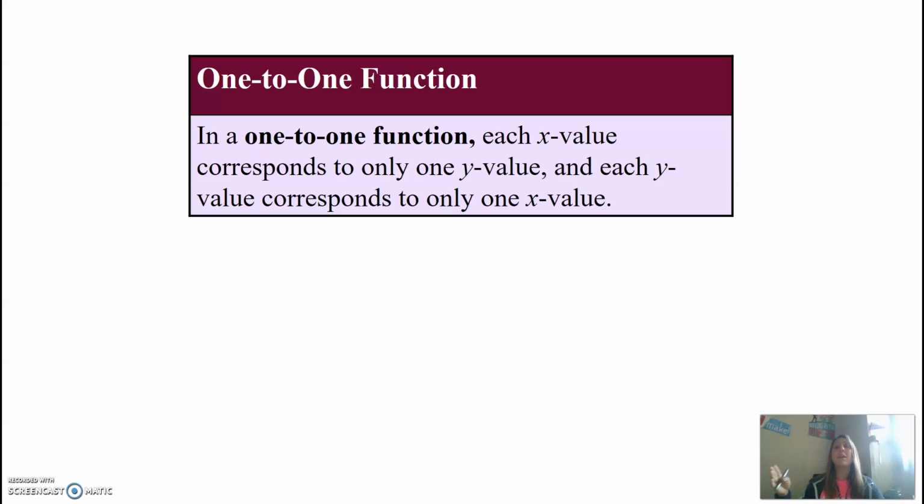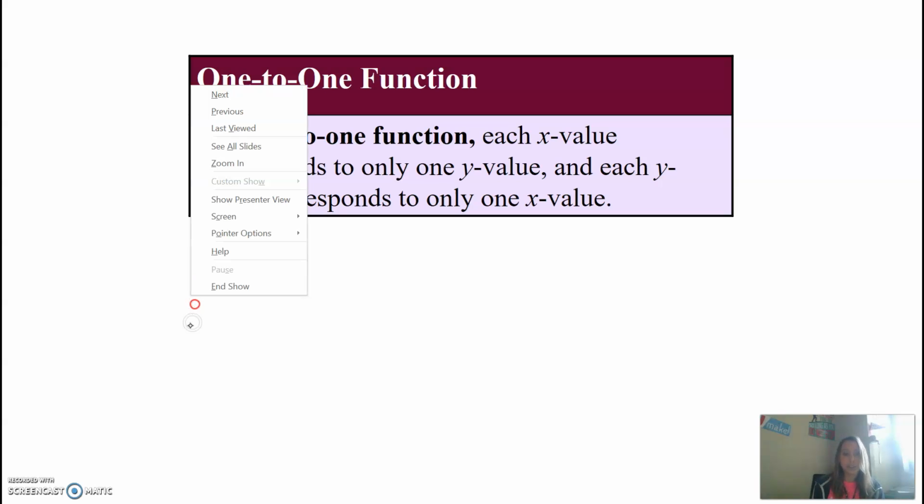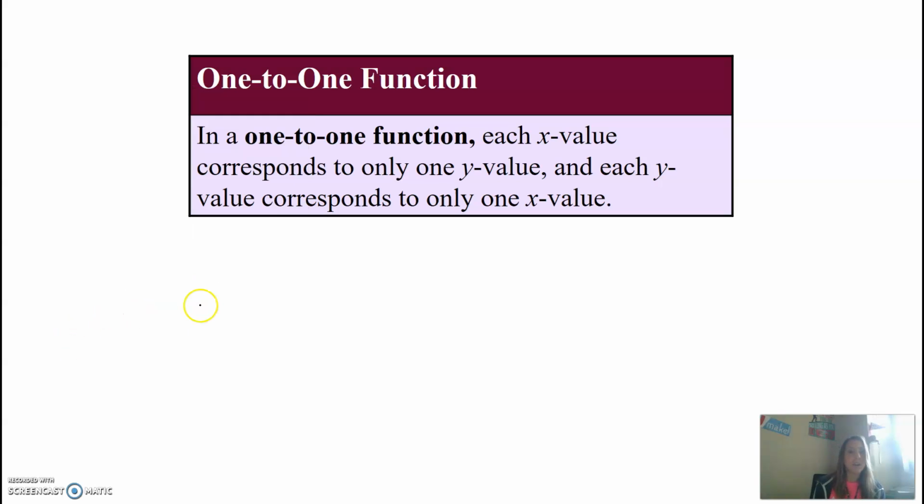If it needs to be a one-to-one function, it first needs to be a function, so we have no repeated x values, but then we add a caveat of no repeated y values. So no repeated x values and no repeated y values. That means it's one-to-one.